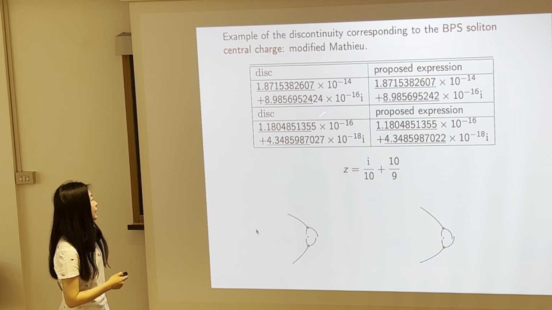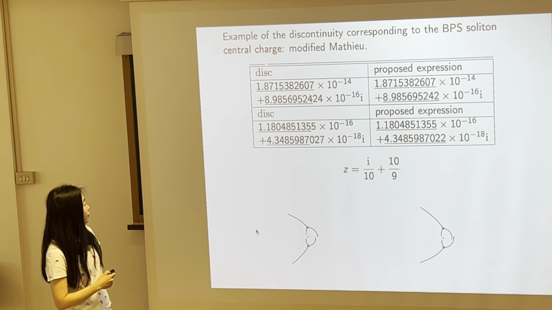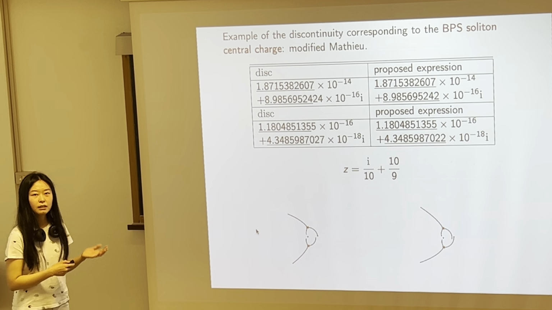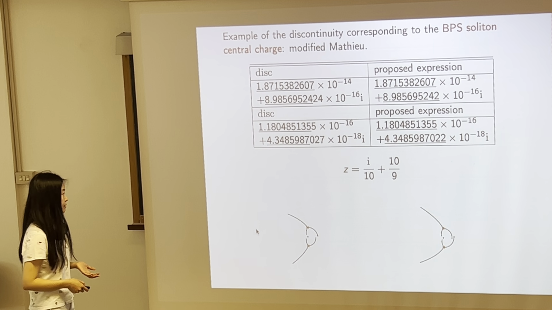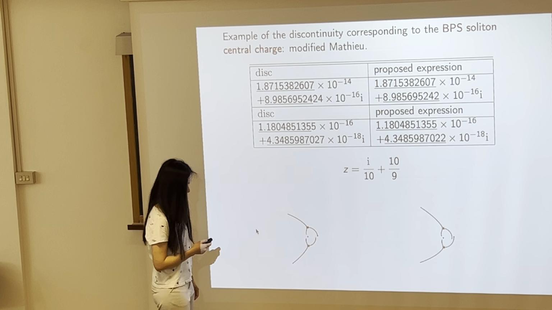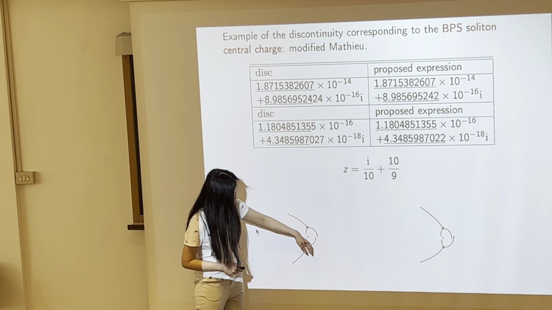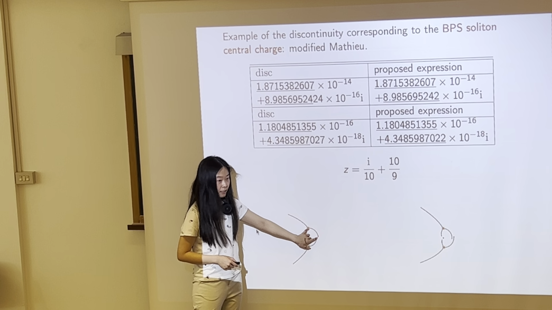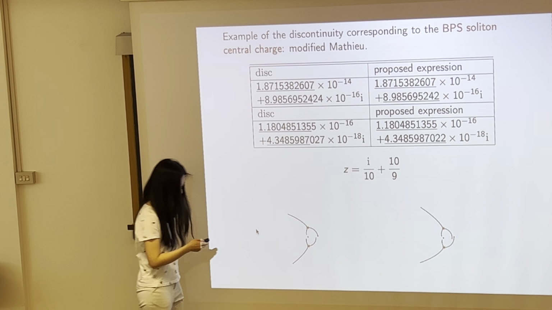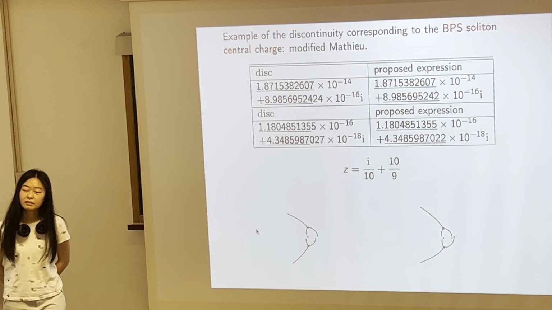And here are some numerical checks of this proposal mentioned before. On the left column, we calculated using the difference of lateral Borel sums, and on the right-hand side, we are using this proposed expression, and we see pretty good matching. Here we chose some specific value of z. And the two solitons here are drawn below. One corresponds to a soliton connecting the branch point on the top, and one corresponds to a soliton connecting the branch point at the bottom.